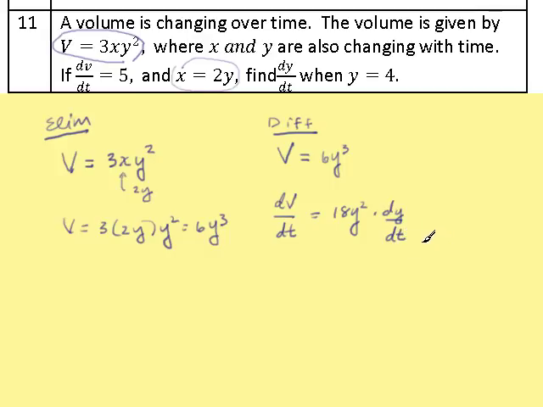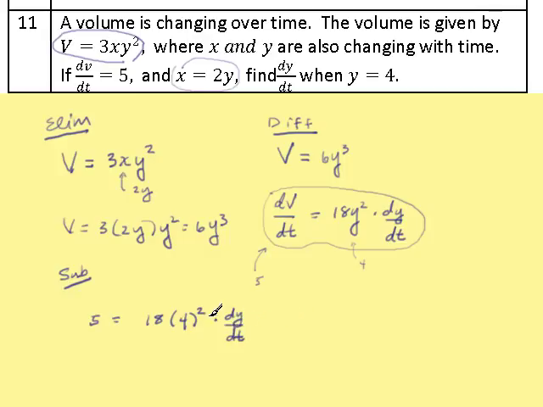Now we're up to the substitute step, where we're substituting in values into the derivative. So we're substituting in dV/dt is equal to 5. We'll put a 5 over here. And we want to find dy/dt when y is equal to 4, so we'll put a 4 here for y squared. So we have 5 is equal to 18 times 4 squared times dy/dt.